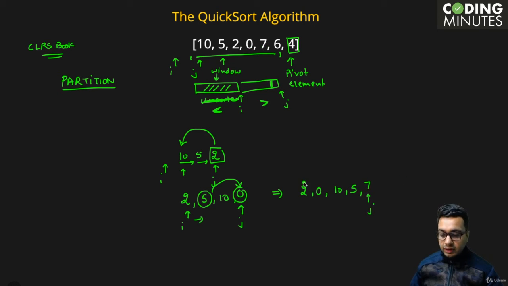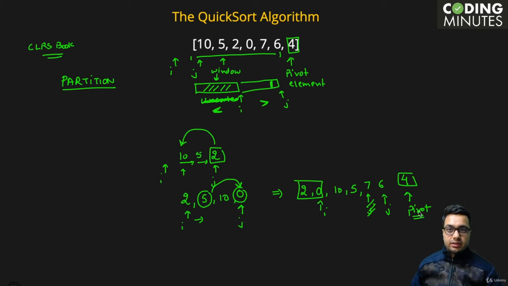You don't do anything. So this is your first partition and this is your second partition, and then j is at 6, which is again greater than 4. You don't do anything, and finally we are finished. So this is the final state of the array after calling the partition function. Let me just draw it again. It will look something like this: 2 0 10 5 7 6.